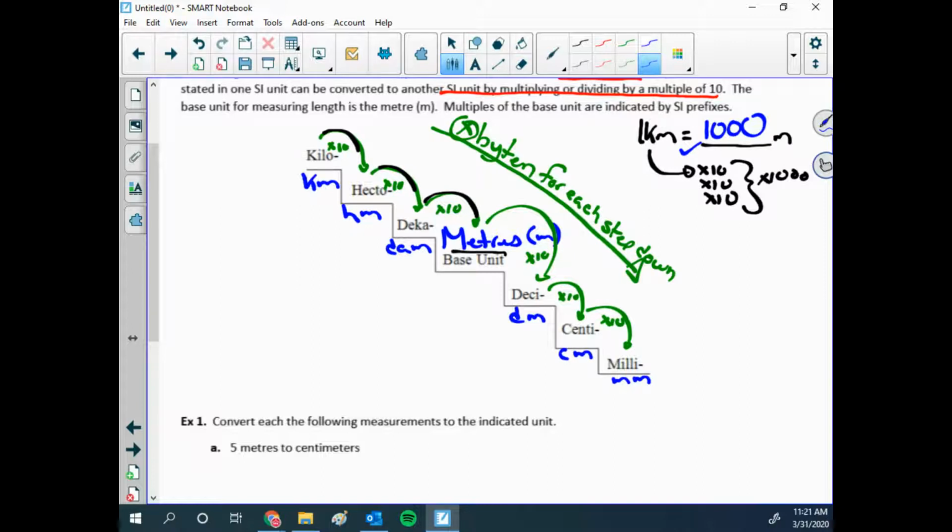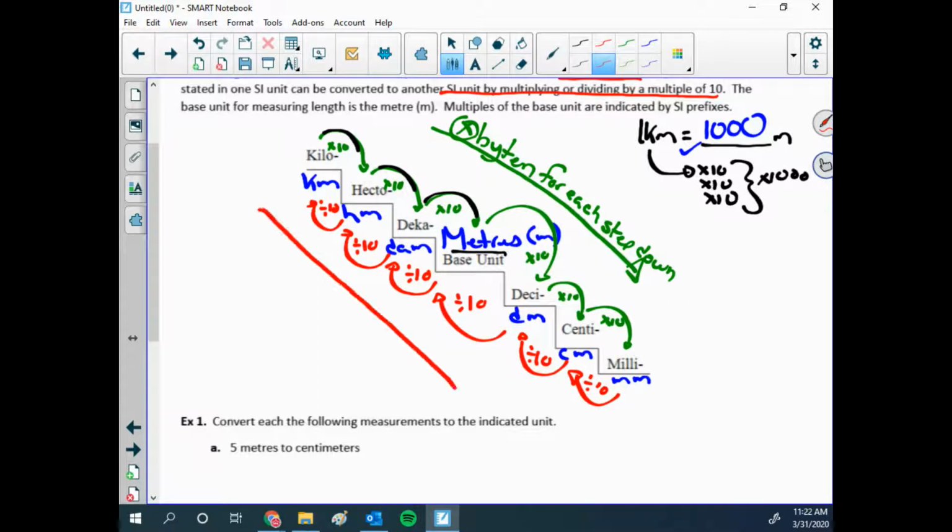So if that's what we do to go down the staircase, we then would have to do the opposite to come back up. So that means here, I would have to divide by 10. So to go from centimeters to decimeters, divide by 10. And each step, to move up consecutive steps on the staircase, each time I divide by 10.